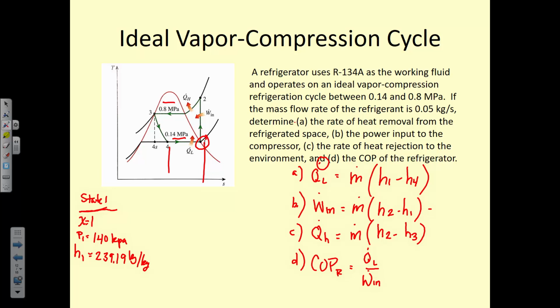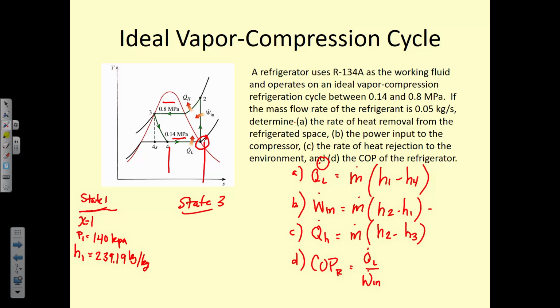Saturated liquid, right? State one is on the right-hand side of that dome right there. So when X is equal to 0, we use H sub F. When X is equal to 1, we use H sub G. If X is somewhere in between 0 and 1, we need to know what X is, and we do H sub F plus X times H sub FG. So does that mean our next fully defined state would be state 3? Yes, state 3 is fully defined.